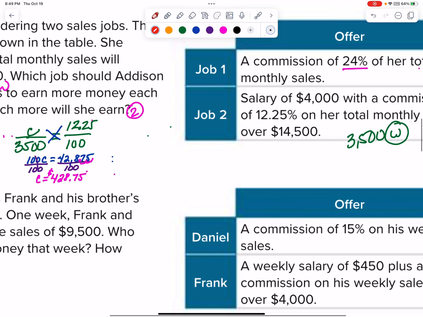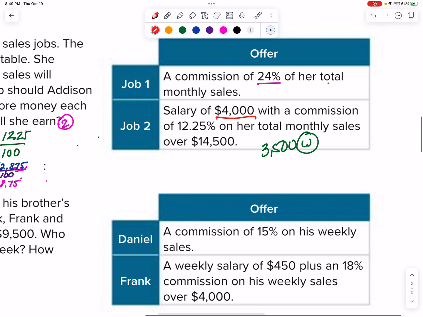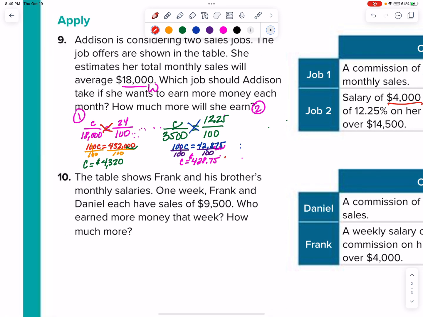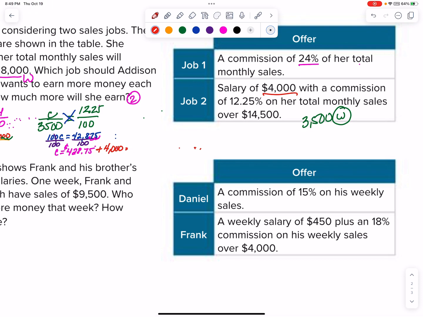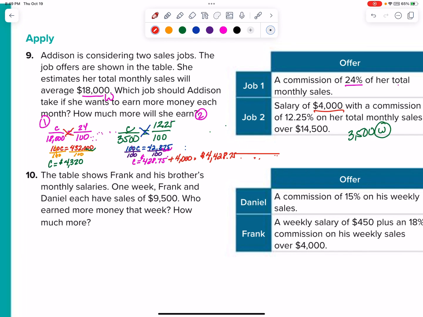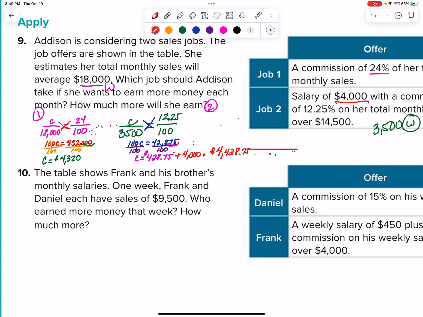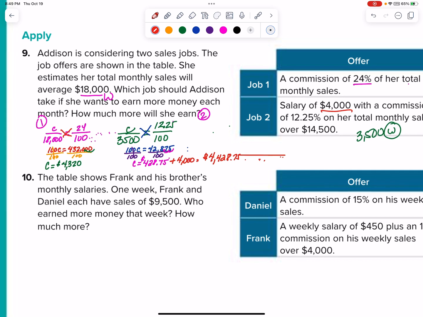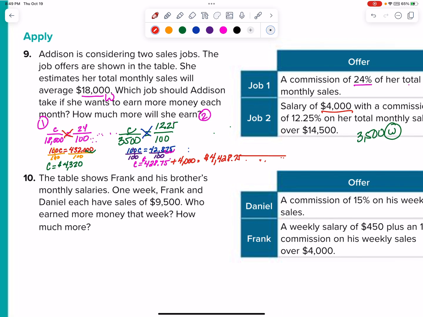But remember, I get a salary, right? A salary of $4,000 plus that commission. So let's add our salary of $4,000 and see what our total earnings are. So let's see. Obviously, we have $4,428.75. Ooh, that's a big 5. That's special. All right. So $4,428.75. That is not more than my other deal. So I would take job 1. Okay, for sure.